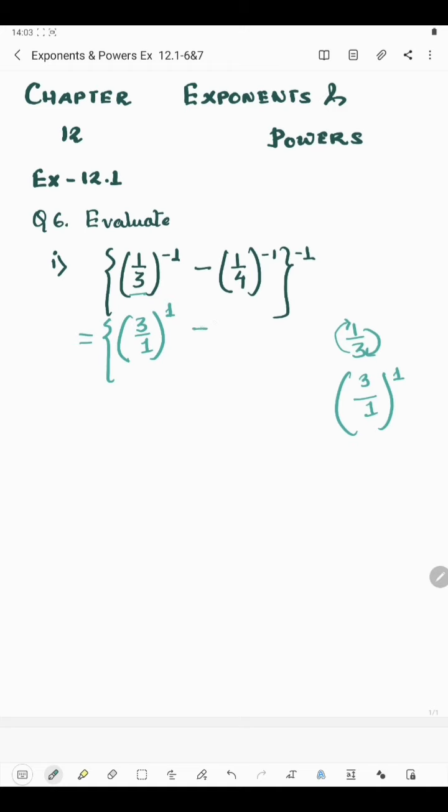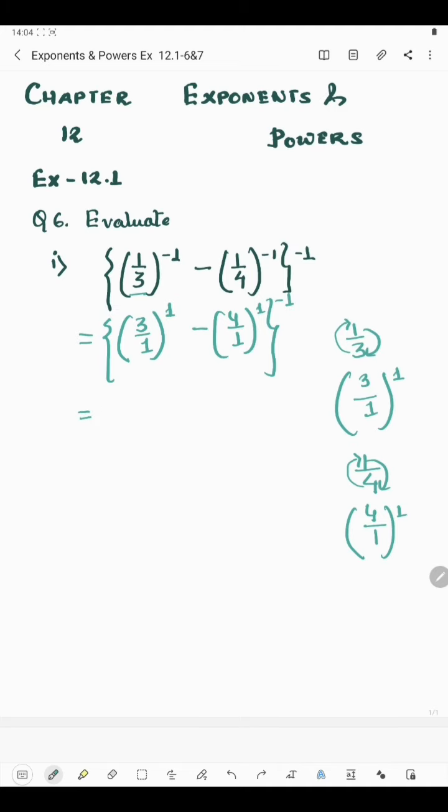Minus we have (1/4)^(-1). So similarly 1 by 4 is there. If you write the reciprocal of this, then 4 will go up and 1 will come down. So it will be (4/1)^1, and whole to the power minus 1. Now 3 by 1 means 3, since the power is 1, so we will write 3 only, minus 4 by 1 means 4, and whole to the power minus 1.